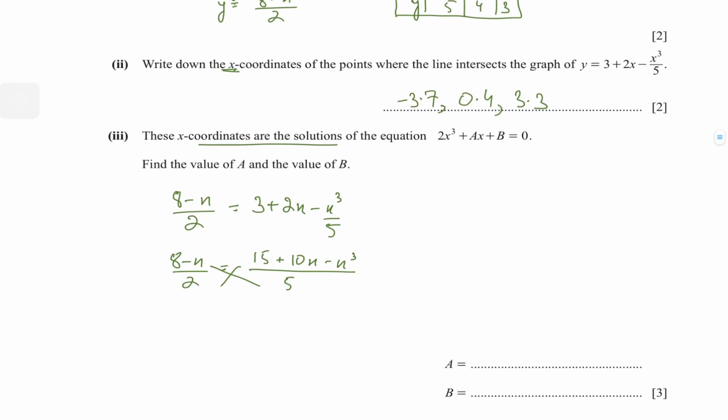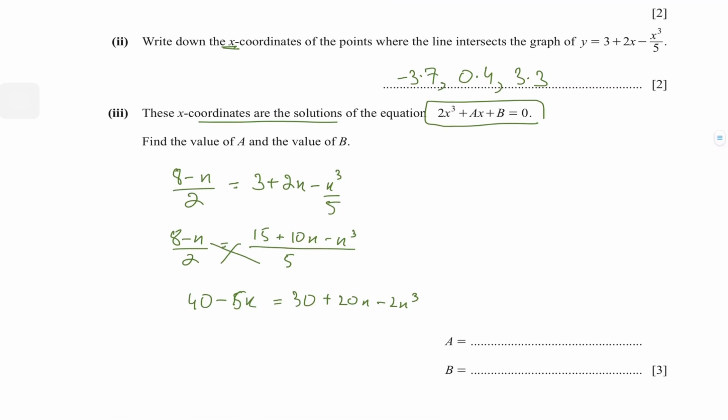Okay, so now we're going to cross multiply. So 5 into 8 minus x is 40 minus 5x, which is equal to 30 plus 20x minus 2x cube. Okay, so I'm going to rearrange it in the form that I'm supposed to. So that means I'm going to bring the x cube to the left hand side. So we're going to have 2x cube first, and then minus 20x, and then all the x's, minus 5x along with it, and then minus 30 plus 40 equals 0. So let's arrange this nicely. 2x cubed minus 25x, minus 30 plus 40 is going to be plus 10 equals 0.